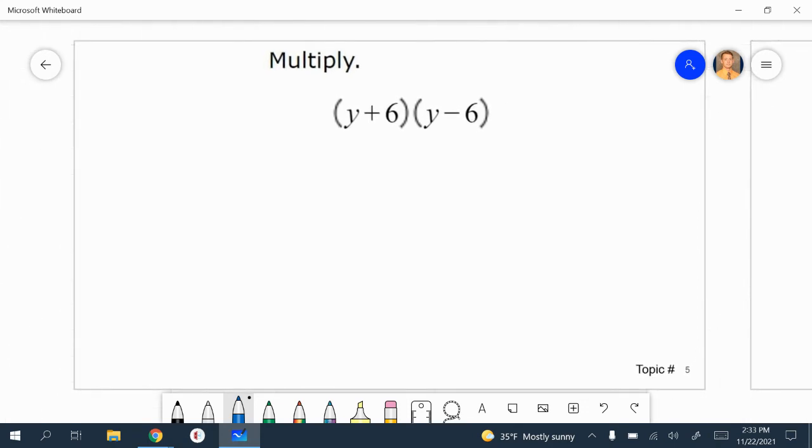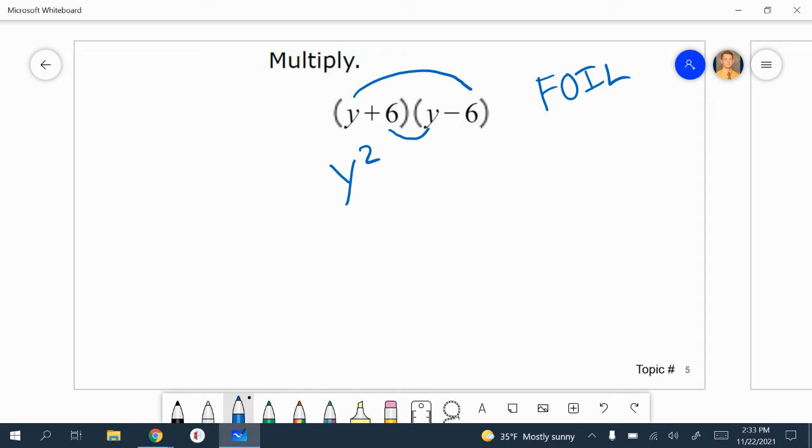Here we go, topic number 5. This is the same idea. We're still going to FOIL. So when I multiply the first terms, I will have y squared. When I multiply my outside terms here, I just want to keep in mind that I'm going to soon be multiplying the inside terms as well, because when I multiply the outside terms, I get a negative 6y. When I multiply the inside terms, I get a positive 6y.